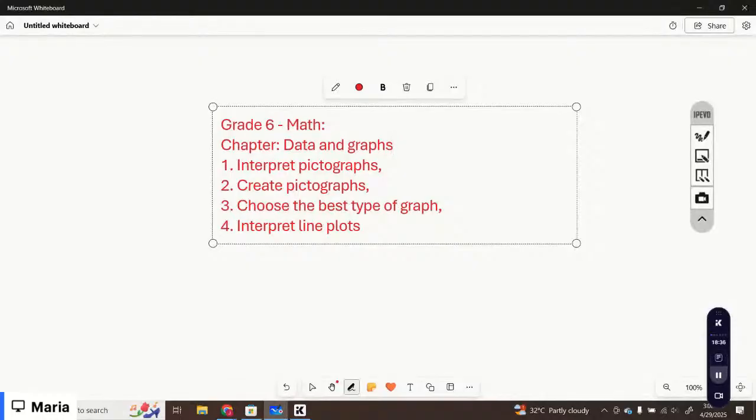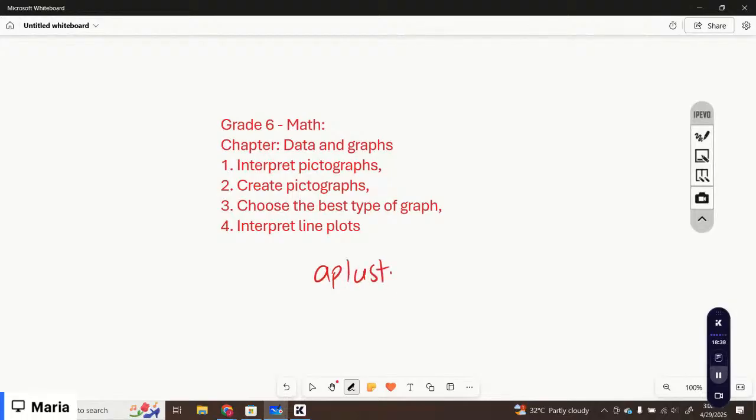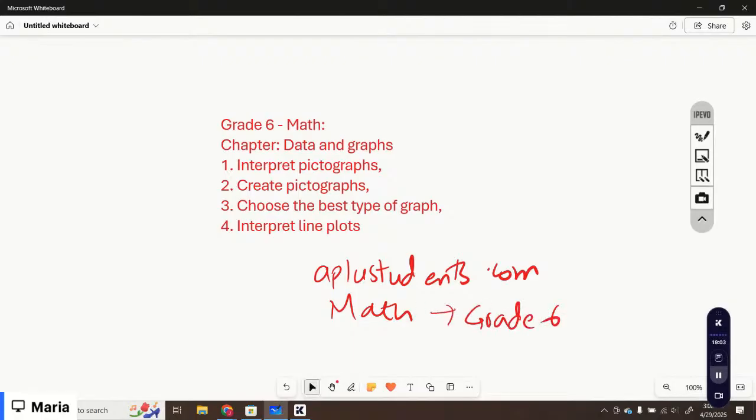You can find all the lessons on aplusstudents.com. You have to log in there using your email address and password as provided by the administrator. Then you have to select math from the subject tab. Scroll down to grade 6 math and click on view all lessons. There you can find a list of the chapters.